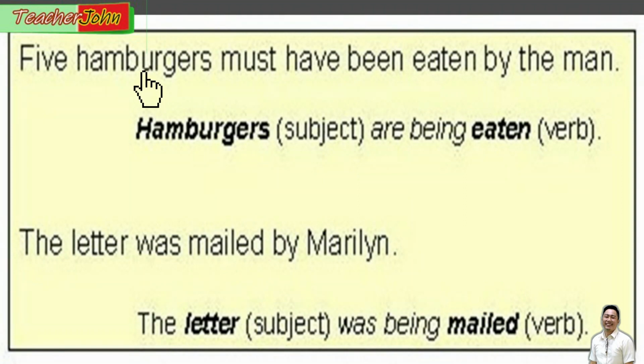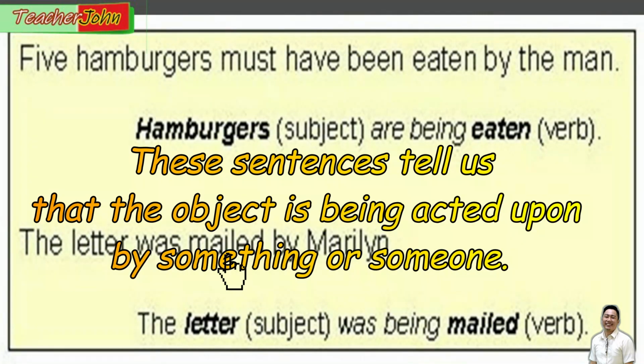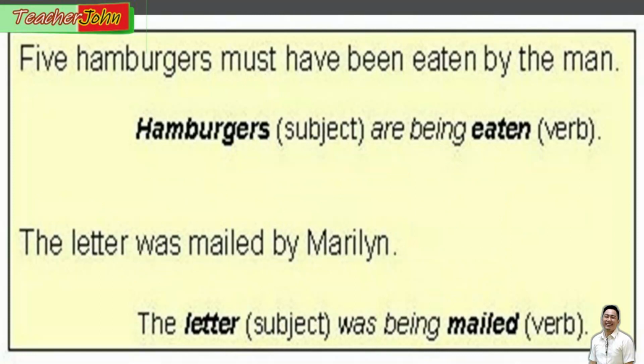Note in these examples how the subject-verb relationship has changed. You can pause and check the previous examples for comparison. These sentences tell us that the object is being acted upon by something or someone. Because the subject is being acted upon, such sentences are said to be in the passive voice.